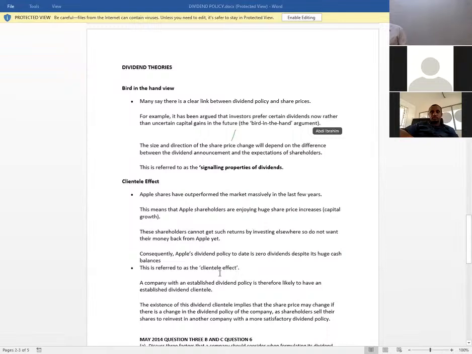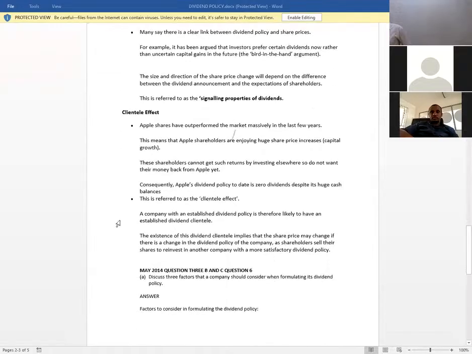They're those shareholders who've gotten stuck with Apple because of what here? That policy. A company with an established dividend policy is therefore likely to have an established dividend clientele. The existence of this dividend clientele implies that the share price may change if there is a change in the dividend policy of the company, as shareholders sell their shares to reinvest in another company with a more satisfactory dividend policy. So, ladies and gentlemen, I would want you to understand this concept very well.